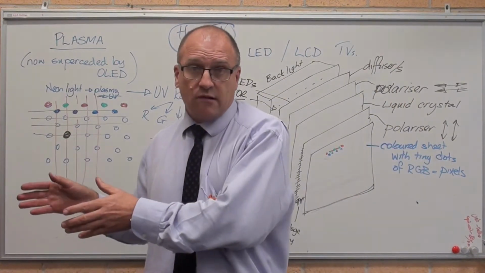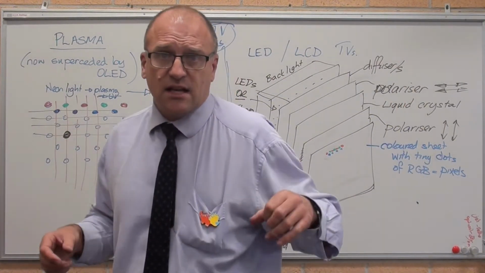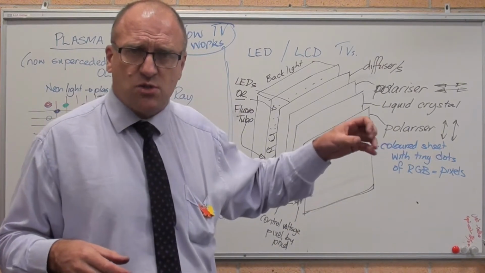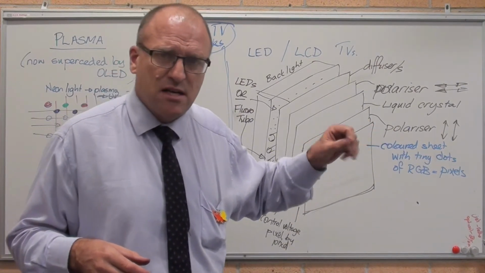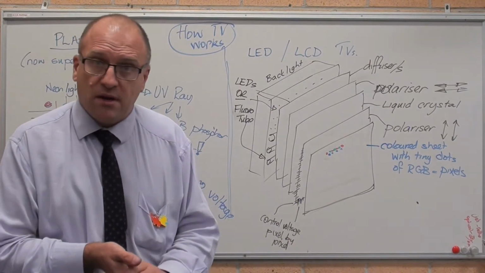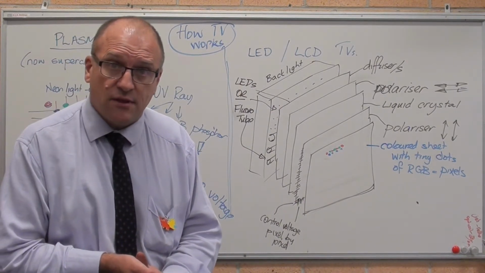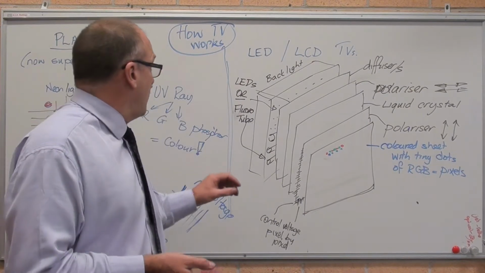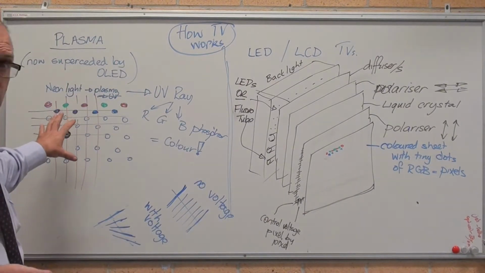Cathode ray tubes were incredibly cheap. LCDs, LEDs were reasonable. LCDs were dear. LEDs are reasonably cheap to run. Cathode ray tubes were the cheapest, but unfortunately they're not high definition for this day and age. So that's how a plasma television worked.